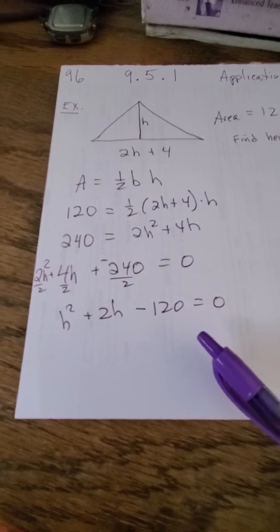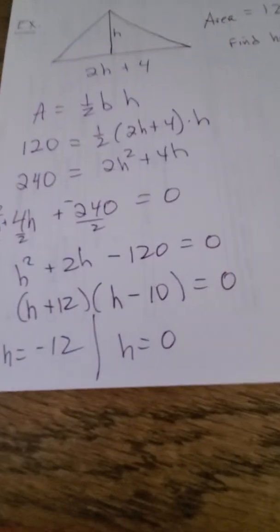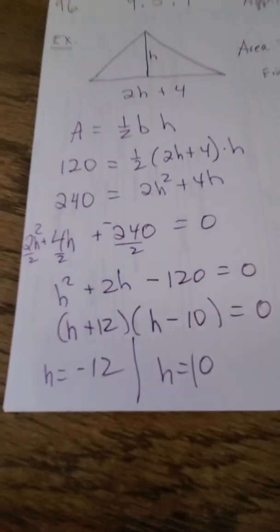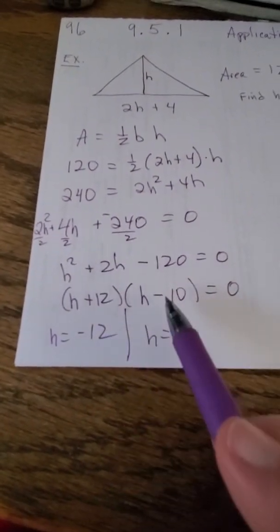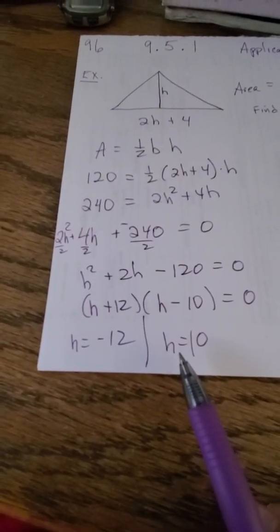Now I could solve this with the quadratic formula, or I could solve it by factoring. I'm just going to do factoring because it's very simple. So I get h plus 12 times h minus 10 equals 0. h equals negative 12 or h equals positive 10.